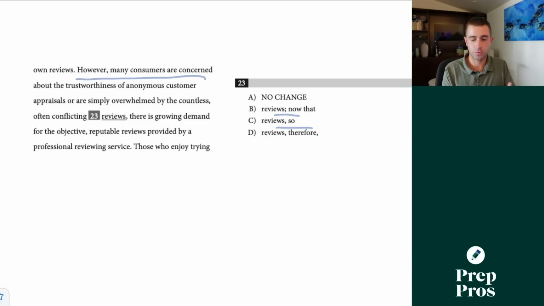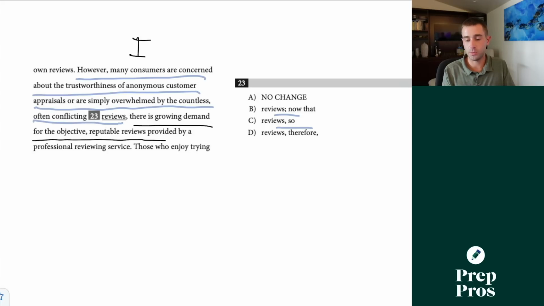However, many consumers are concerned about the trustworthiness of anonymous customer appraisals or are simply overwhelmed by the countless, often conflicting reviews. Independent clause. There is growing demand for the objective, reputable reviews provided by a professional reviewing service. Also an independent clause. So I need a period, semicolon, or comma with FANBOYS. Well, here's the S in our FANBOYS, and our clauses have stayed the same, so I know that C must be correct.